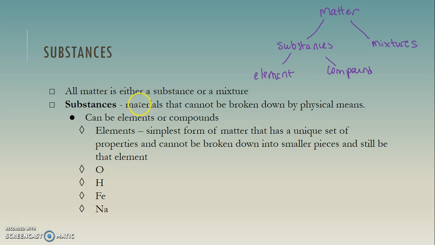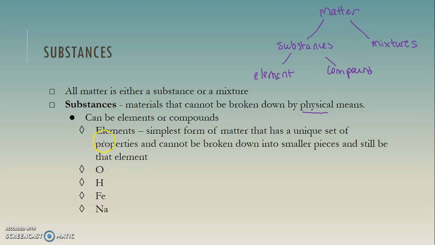Right here's the definition of substances. You already know the meaning of physical. So if substances cannot be broken down physically, that means they can only be broken down chemically. And you should remember from the previous lesson that if you break something down chemically, you no longer have the same substance. So if you break substances down, then they're not the same things anymore.